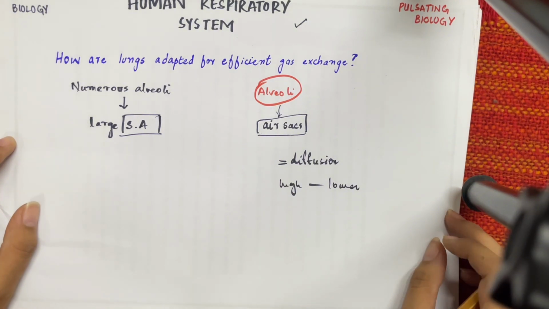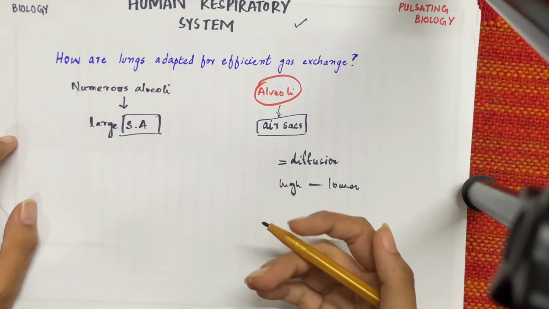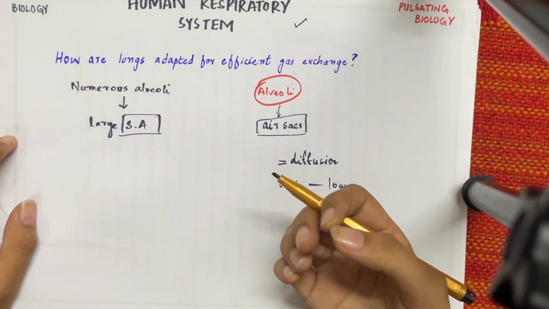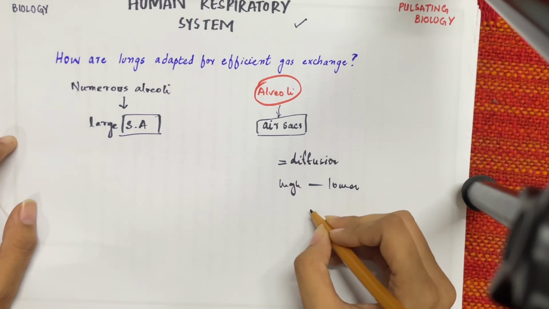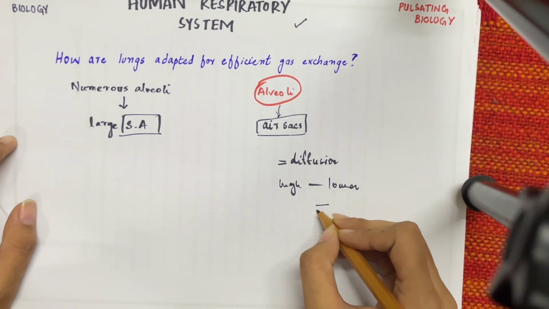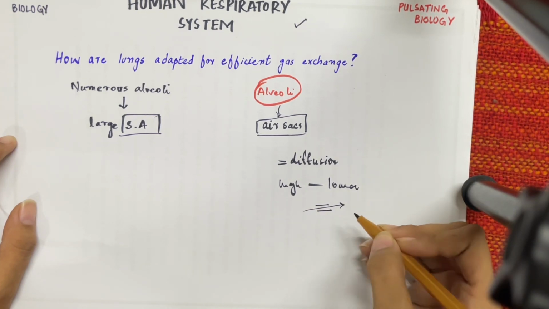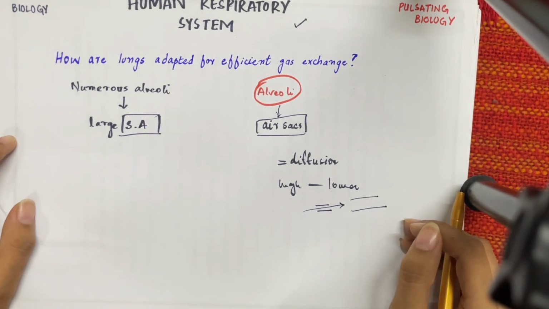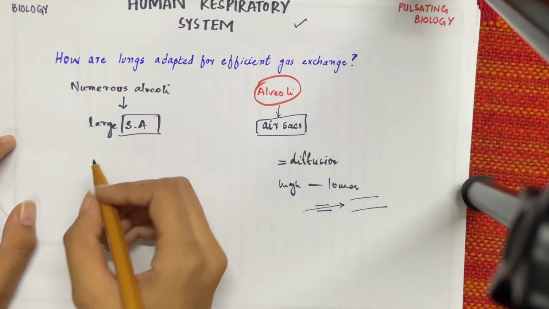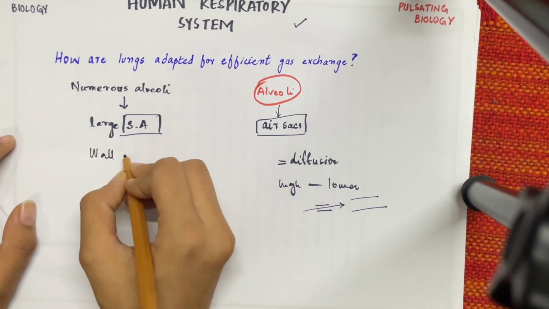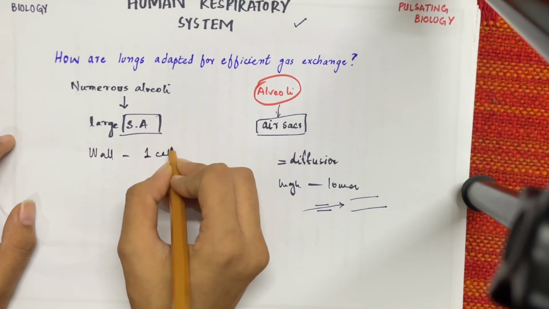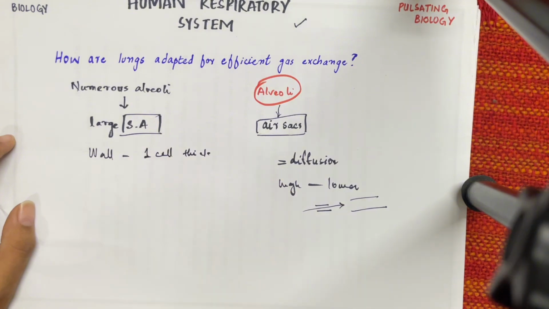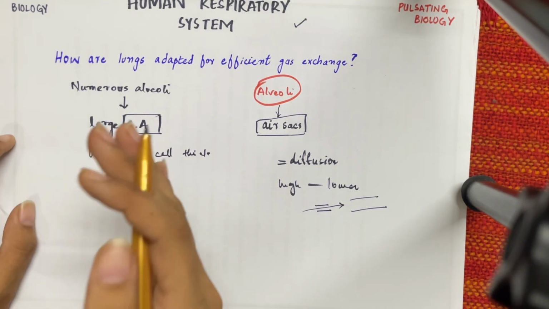There would be a faster rate of diffusion if the alveolar wall is one cell thick, because whenever there is a smaller distance or a larger surface area to volume ratio, the diffusion rate would always be faster. Other than that, the walls are almost one cell thick. Then, a thin film of moisture covers the surface of the alveoli.